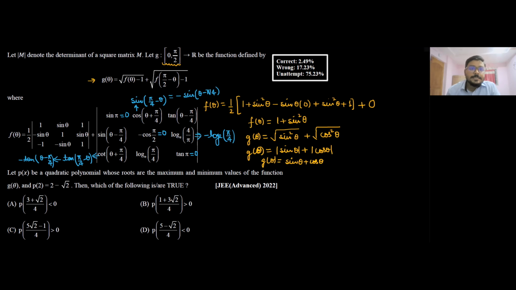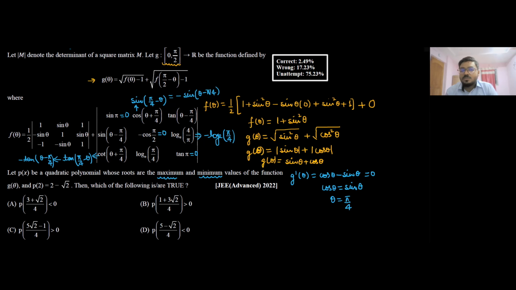Now the next thing is we have to get its maximum and minimum value. To find maximum and minimum, we'll apply the calculus method, that is differentiating this. So g dash theta is cos theta minus sine theta, and putting it equal to 0, that is cos theta equal to sine theta. And again, in the first quadrant, that means in 0 to pi by 2, sine theta and cos theta are equal at pi by 4.